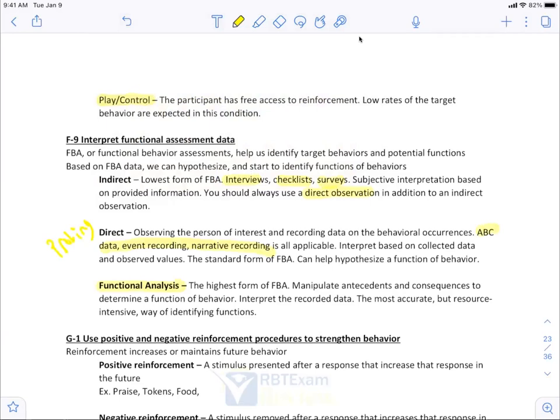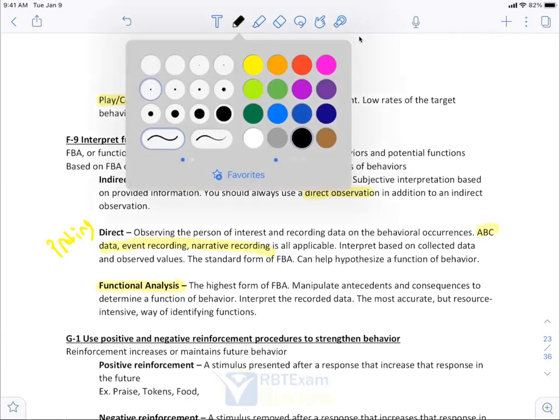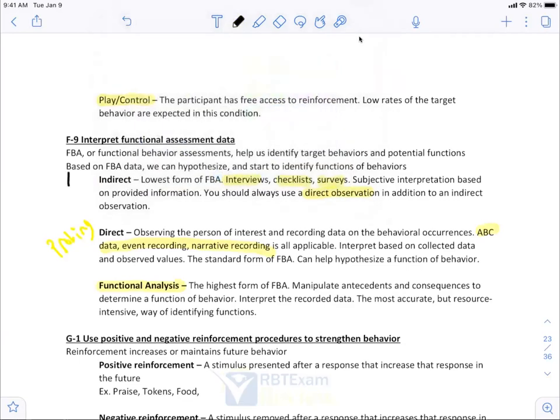It's a standard form of FBA. You've probably done it a million times, right? It can help hypothesize a function. Once we do that, then if we have time and the resources, we can do a full FA. Most people will just do brief FAs and get to a function. So how does that look, right? Indirects are 1, 2, 3. That's really how you wanted to look at it.